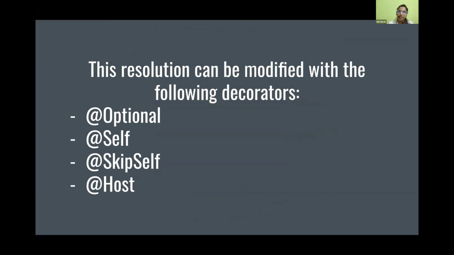These can be modified with the following decorators: optional, self, skip self, and host. So these four things are basically modifying this default behavior of resolving the dependencies. I can give you a quick example for the first one, optional. If you go back to the scenario where we discussed that you have to go to work, for some people, having breakfast before going to work is good, but for some people, they have the breakfast after reaching the office. So it's an optional thing. This is how you can paint these analogies to actually map to the decorators.